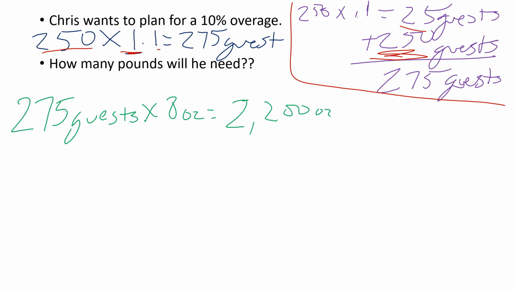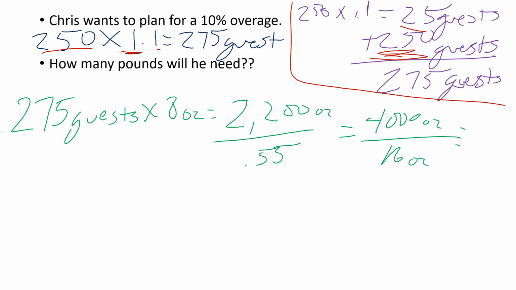Our yield factor, not 16 yet. Remember, we want to do our yield factor first and then convert it. So our conversions are at the very end. Yep, so 2,200 divided by 0.55 gives me 4,000 ounces, and now we convert it by dividing it by 16 ounces.